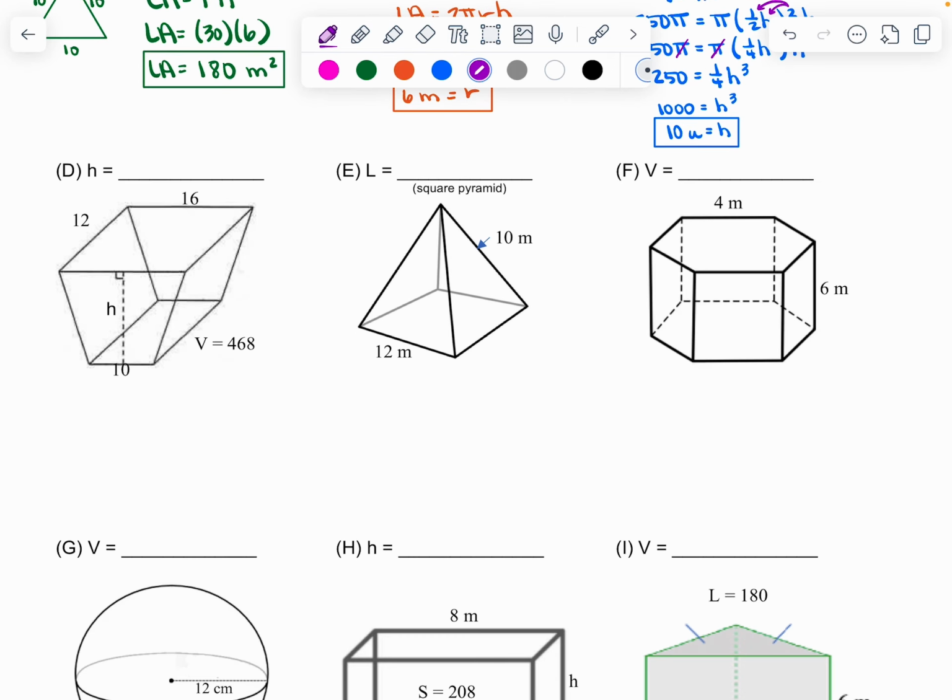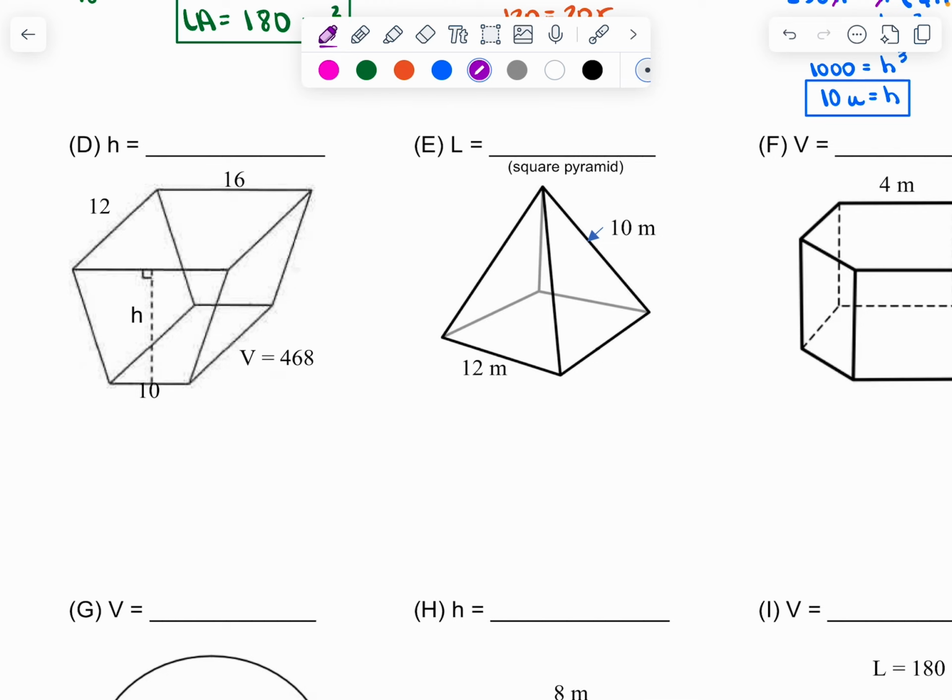That one's kind of different, right? But nothing too crazy. All right, let's go with this guy. They want us to find the height given the volume is 468. Okay, now it's important to notice that this is a trapezoidal prism, right?